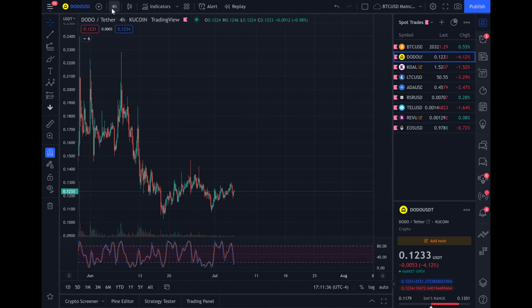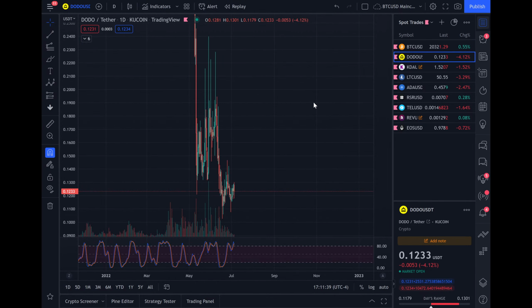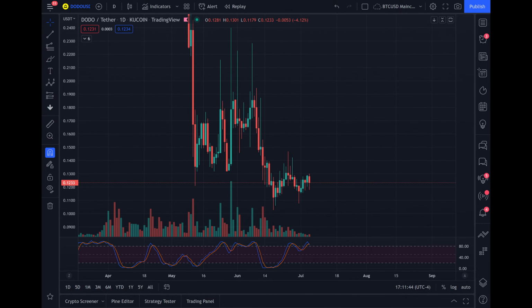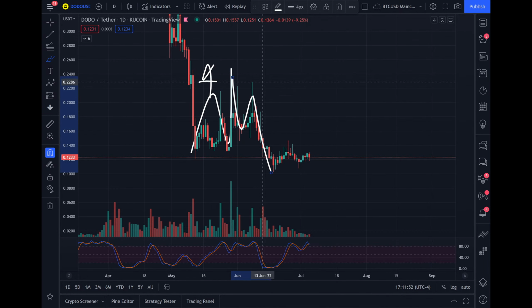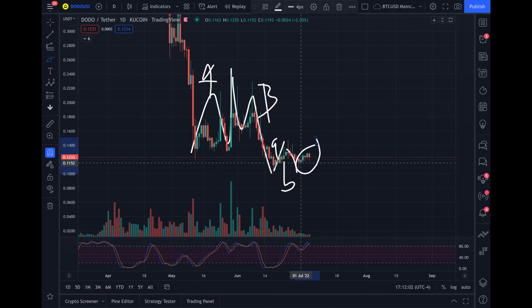For this, I'm just going to go on large time frames. Assuming that this indeed is it, and I'm going to do these quickly by hand, so excuse the penmanship. This is my big A, this is my big B, this is my small a, this is my small b. I think ever since the 30th of June, we've been in impulse.